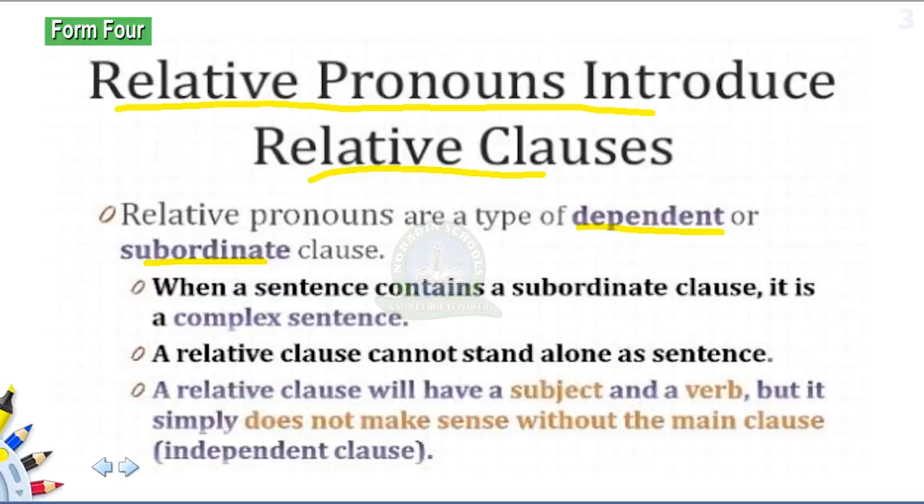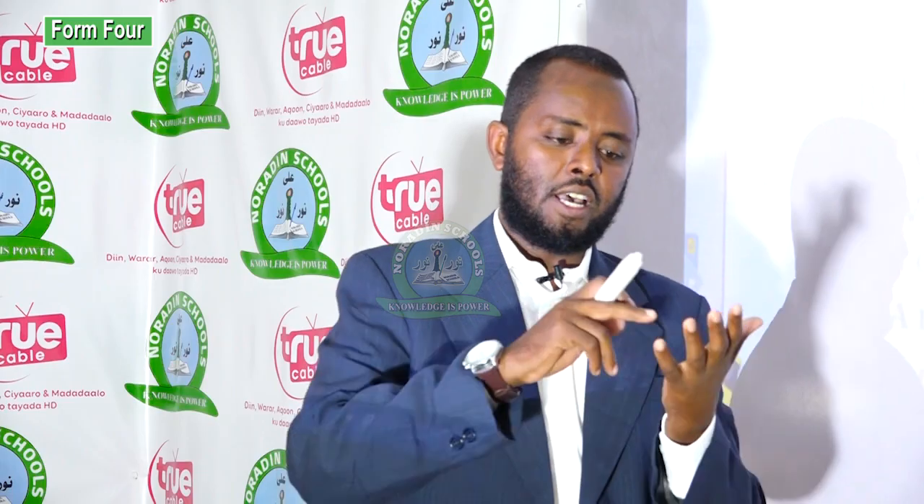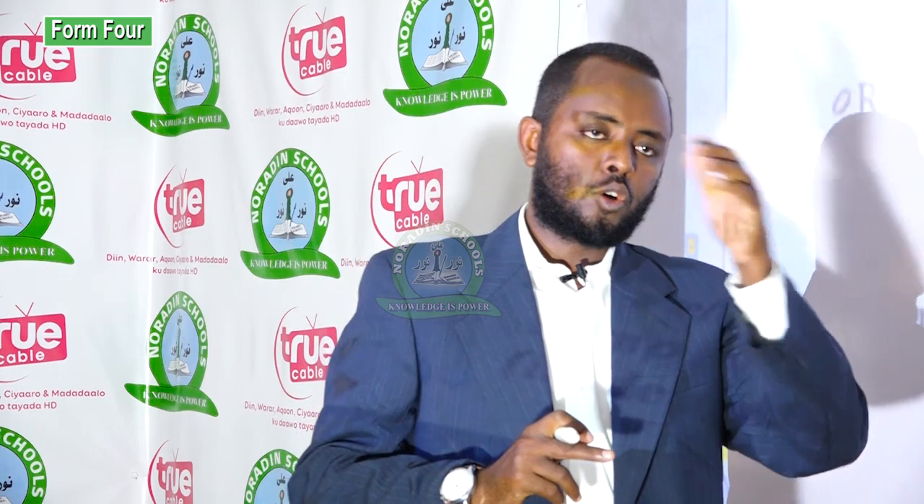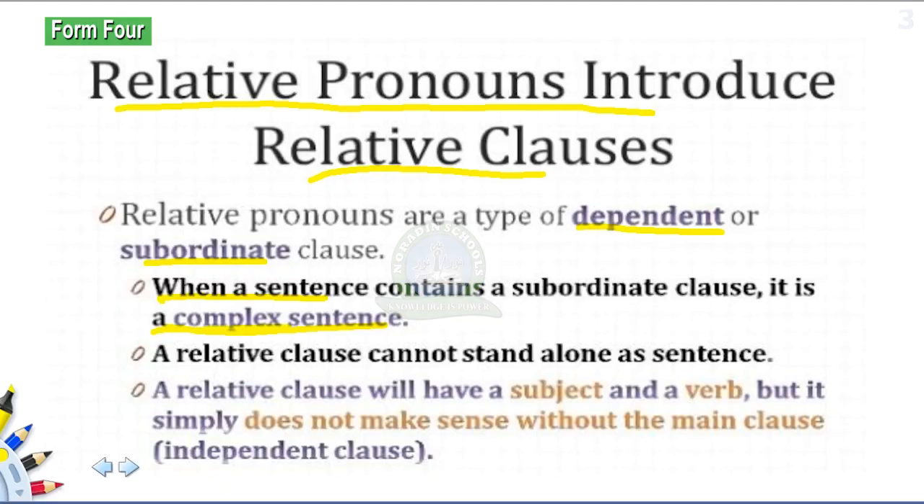There are two clauses in this sentence, and a sentence that contains two clauses is called a complex sentence. So when a sentence contains a subordinate clause, it is a complex sentence. There are different types of sentences: simple sentence, compound sentence, complex sentence, and compound-complex sentence. But the sentence that contains two clauses, we call it a complex sentence.